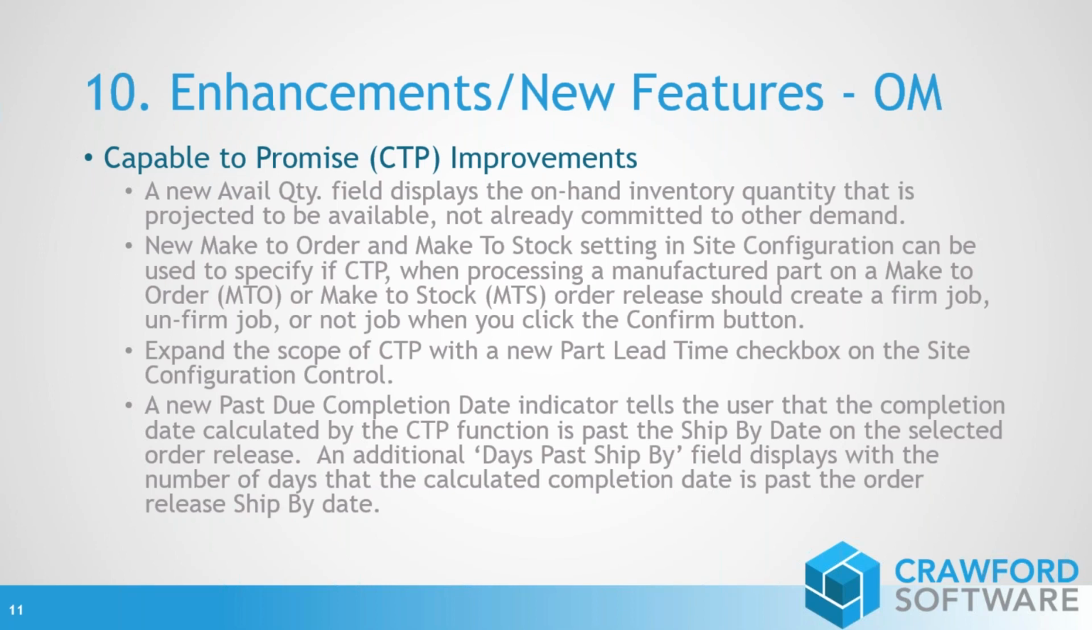And then on that screen, you have a past due completion date indicator. It's just a little indicator that tells you as a user that the calculation by the CTP function is past the ship by date that you have on that top. So you will not be able to meet that. And then if it is true, it adds another field that says how many days you're going to be past that date. So as you're putting that in, you now know, oh, I'm going to miss that by 3 days.